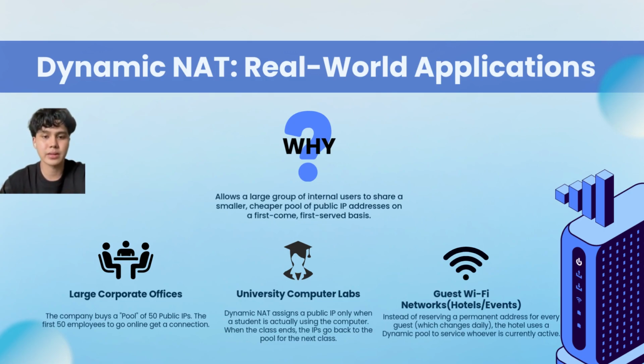Secondly, university computer labs. In a classroom, students rotate in and out, so dynamic NAT assigns a public IP only when the student is actually using the computer. As soon as the class ends and they log off, those IPs go back into the pool, ready for the next class. And finally, guest Wi-Fi, like in hotels or public events, where guests are checking in and out every day, so it would be impossible to reserve a permanent address for every potential guest. Instead, they use a dynamic pool to service just the people who are currently active in the hotel. To summarize my section, dynamic NAT is about sharing. It allows us to borrow public IPs temporarily to save money and conserve the very limited public IP addresses.